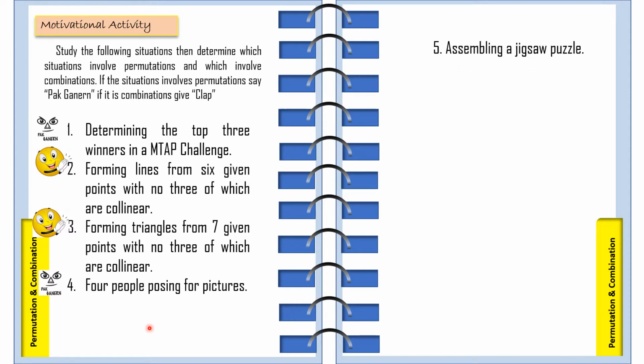Okay, next situation, number 5, assembling a jigsaw puzzle. Is it a pack ganun or a clap? Okay, correct. Pack ganun. We're talking about yung pag-assemble, no? Siyempre, pag nag-assemble tayo, importante yung tamang positioning noon, tamang order ng paglalagay ng mga parts. So, that's why this situation is under permutation.